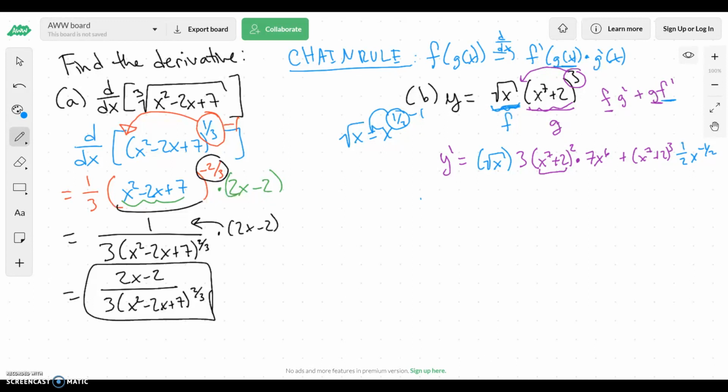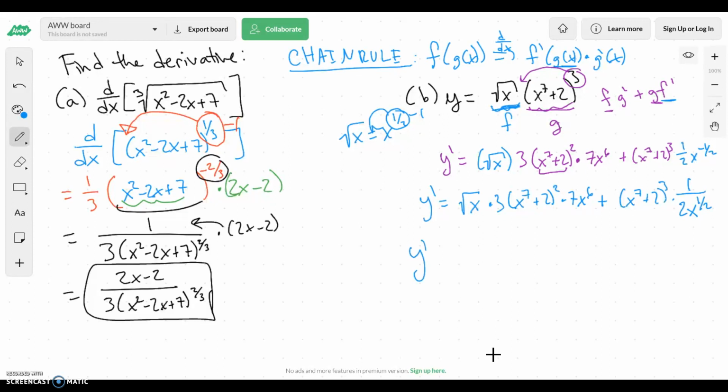Okay, so if I were to clean this up a little bit, I will have square root of x times 3 times x to the 7th plus 2, squared, times 7x to the 6th, plus x to the 7th plus 2 to the power of 3 times 1 over 2 x to the 1/2, because I just put this negative and I brought it to the bottom. Okay, you can leave it like this if you want.